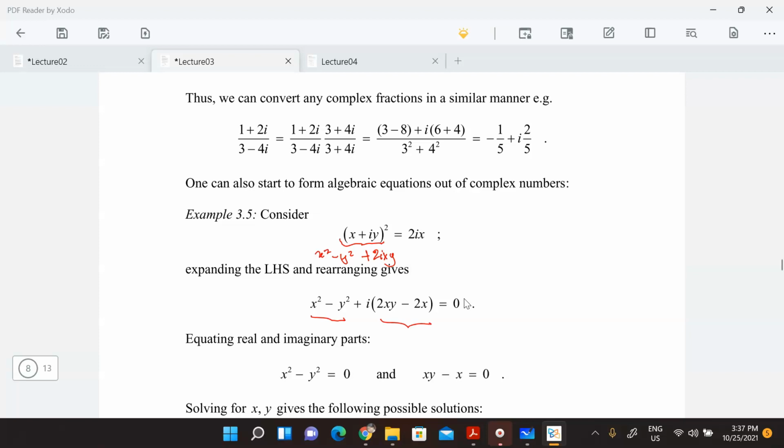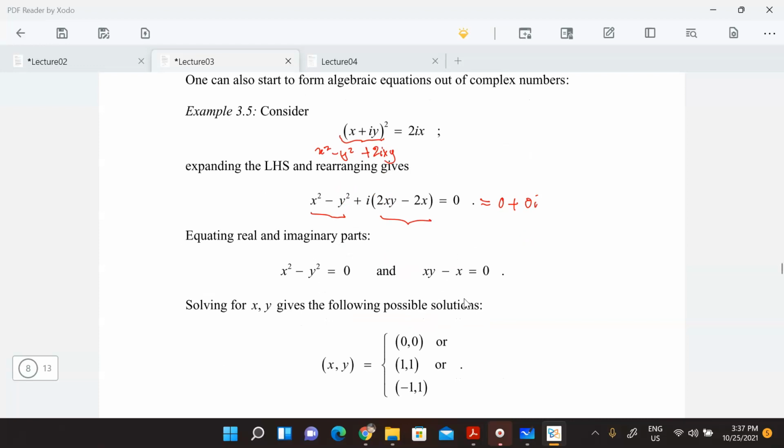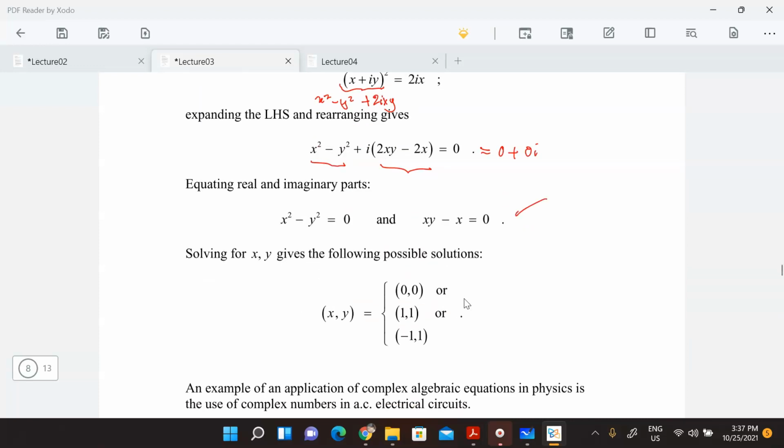So this must be equal to 0 because you bring it to the other side. And what is 0? 0 is simply 0 plus 0i. So I can now equate the real part: x squared minus y squared equals 0. And I equate the imaginary part: 2xy minus 2x equals 0. So in other words, what we need to do is to find values that solve these equations. And because of that, you are able to see several different solutions. This is just like taking the roots of a quadratic equation. You might have multiple solutions. So here are the multiple solutions.